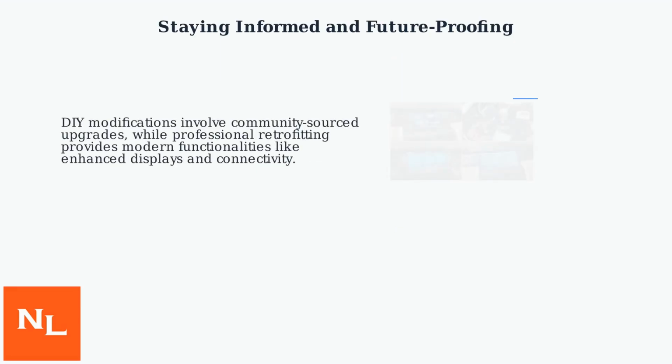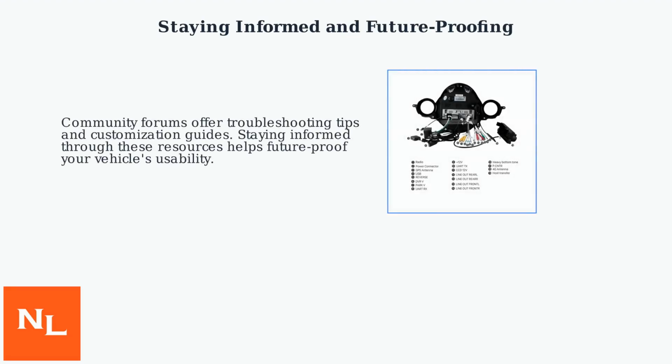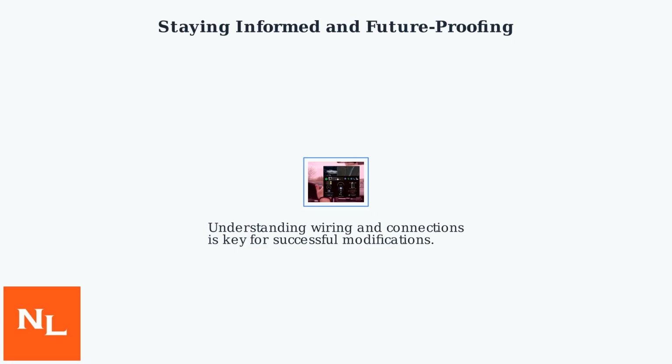To counter this, owners can pursue DIY modifications using community resources or opt for professional retrofitting that installs modern infotainment systems with better displays, connectivity, and language options. Community forums remain valuable for troubleshooting issues, sharing customization tips, and staying updated on new modifications. Regular engagement with these resources helps future-proof your vehicle's infotainment system. For those interested in technical aspects, understanding wiring and connections is crucial for successful modifications and ensuring compatibility.